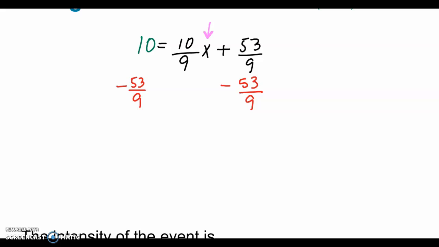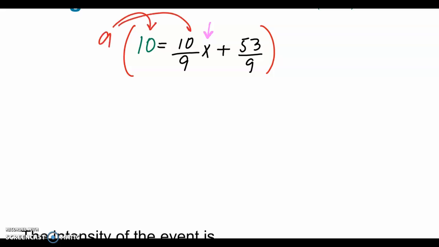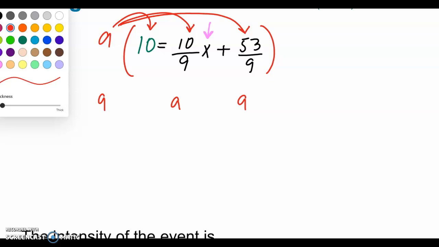But wait, we learned a different technique. Remember? We want to clear the fractions. So instead of figuring out a common denominator and all of that, I can clear the fractions. How could I clear the fractions here? Well, I could multiply by the least common denominator, and the fractions here have the same denominator of 9. So I'll multiply everything by 9. I'll multiply 10 by 9, x over 9 by 9, and 53 over 9 by 9. And that is going to make this problem a lot easier to complete.